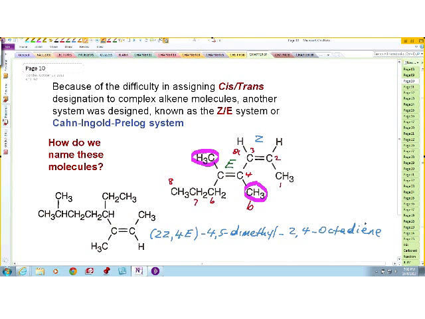So when you have a problem like this, you know you are going to get problems like this in your quiz and your exam. Of course, identify the longest carbon chain, identify the priority, assign the stereochemistry E or Z to the double bonds, and then give the complete name, taking account of all of the substituents.